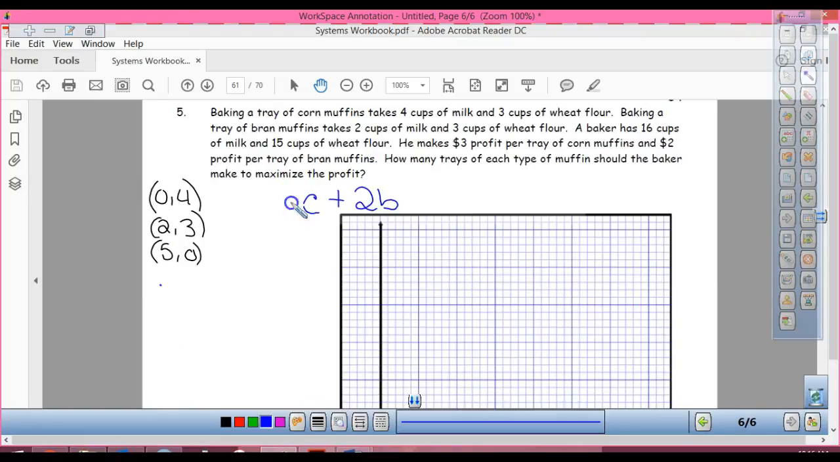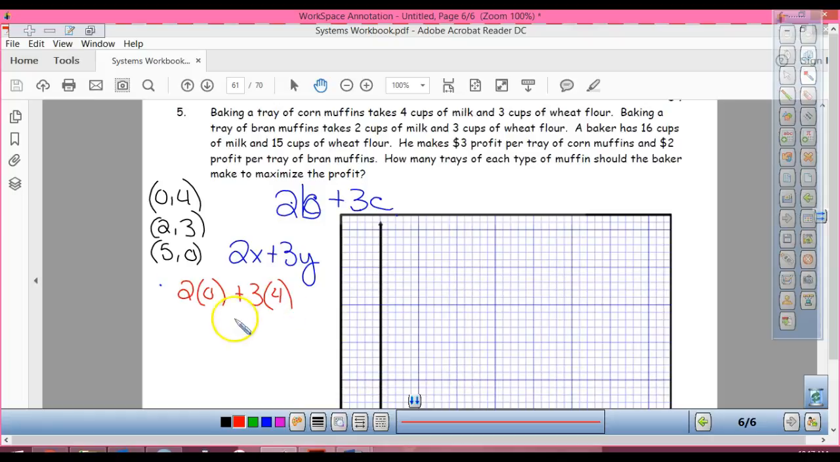2b plus 3c. See? What's x and what's y? B is x. C is y, right? So 2x plus 3y. How many times do you have to plug this in? Three times. We gotta do it three times. So 2 times 0 plus 3 times 4 gives us $12 profit.